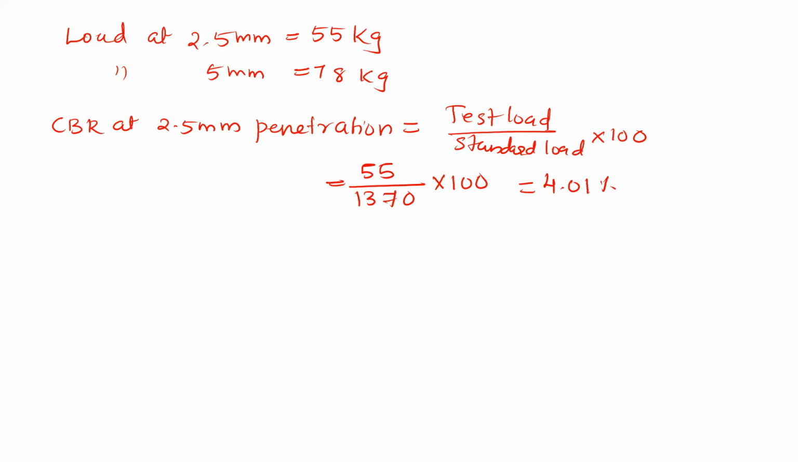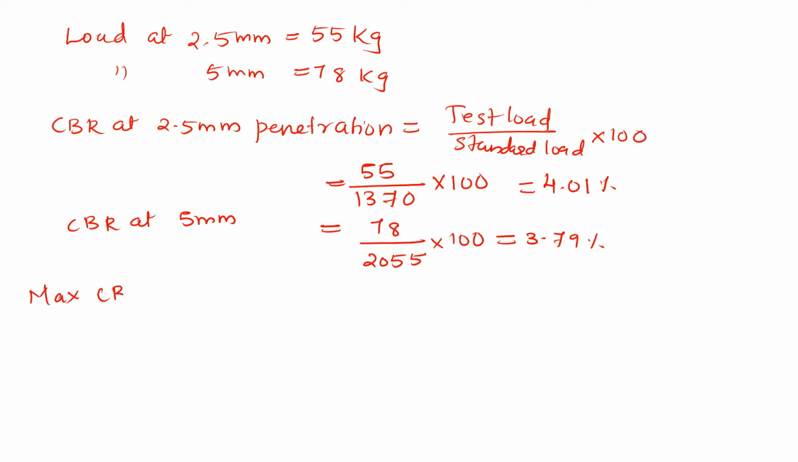Similarly, we need to find the CBR percentage at 5 mm penetration. The equation is the same, test load by standard load into 100. The test load for 5 mm is 78 divided by the standard load for 5 mm penetration, which is 2055, into 100. So we get 3.79%. We need to take the maximum CBR percent. Here it is 4.01, so we will round it to 4%.